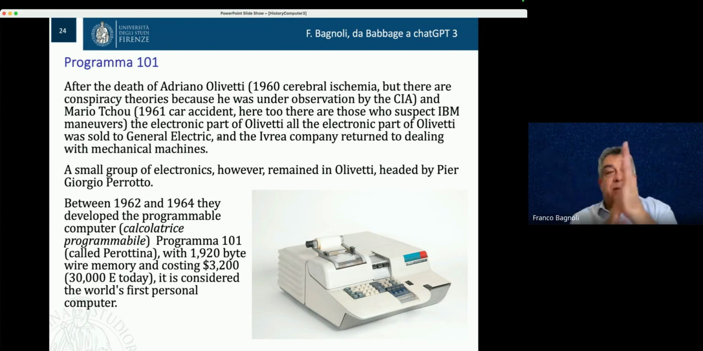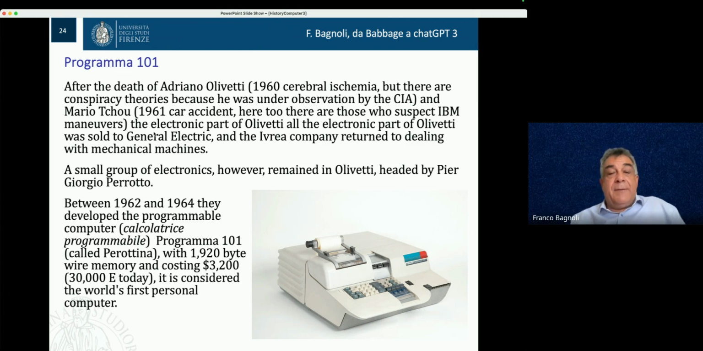What happened was that in the 60s, Adriano Olivetti, the founder of Olivetti, died. Someone said it was because he was killed by the Central Intelligence Agency. And also Mario Chu, this Italian Chinese engineer who was the head of the computer department, had a car accident the year after. There are people suspecting IBM.